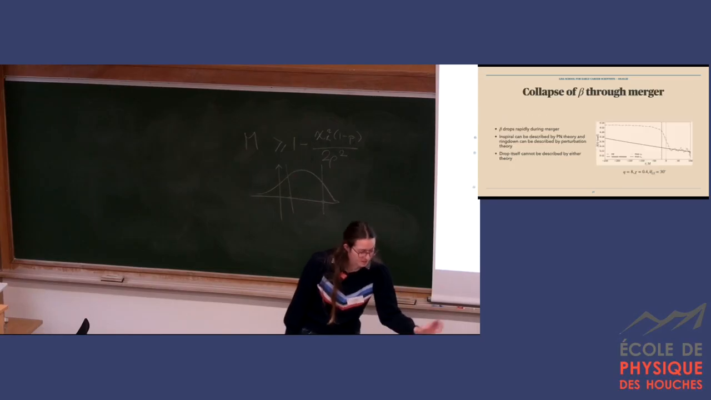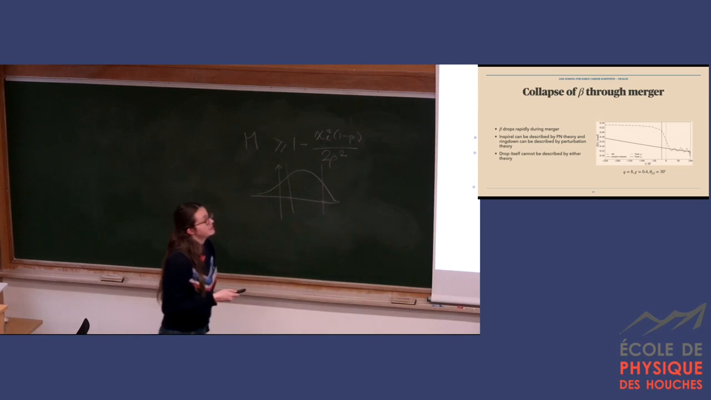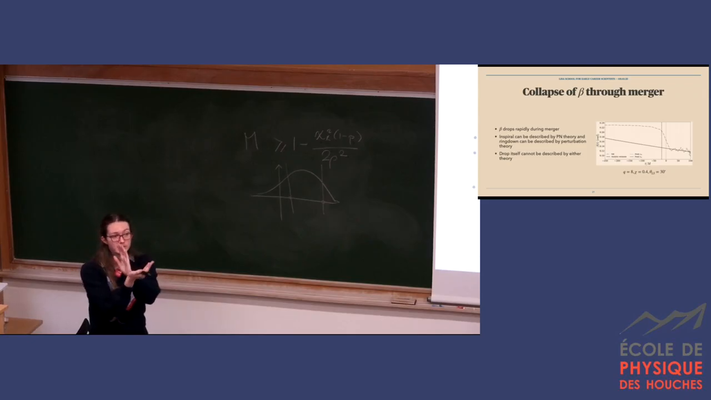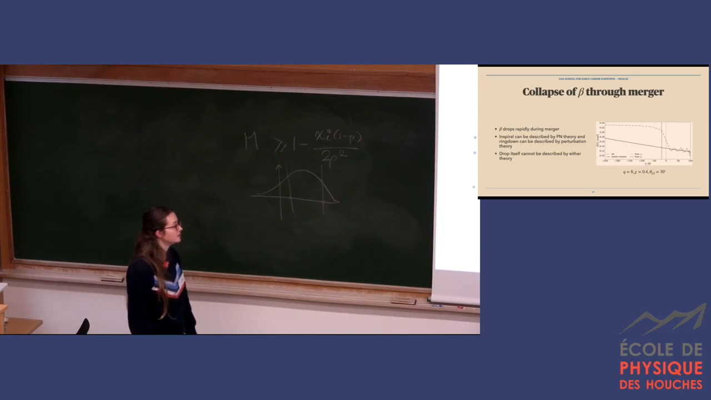Okay, so the first of these is the fact that this angle beta, remember the angle that describes our precession cone, it describes the amount of precession that we have in the system. It drops rapidly during merger. This part is post-Newtonian theory. This part even, you can come from perturbation theory. But this part right in the middle, we don't know. That's the merger, that's highly nonlinear. We just describe it purely phenomenologically. But what does it tell us?